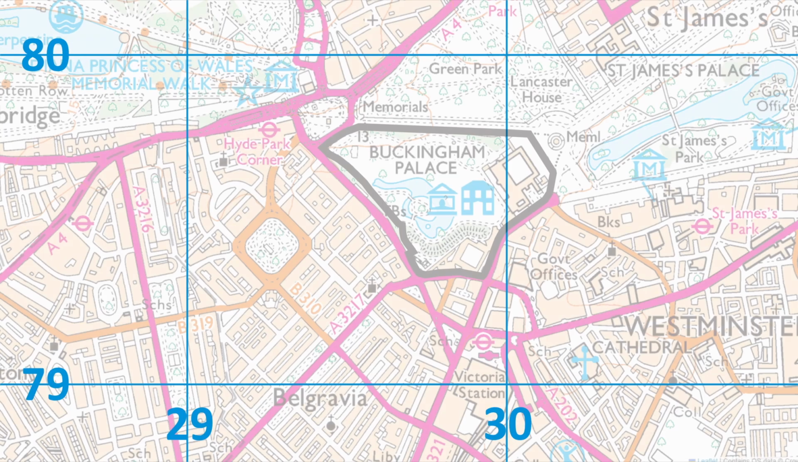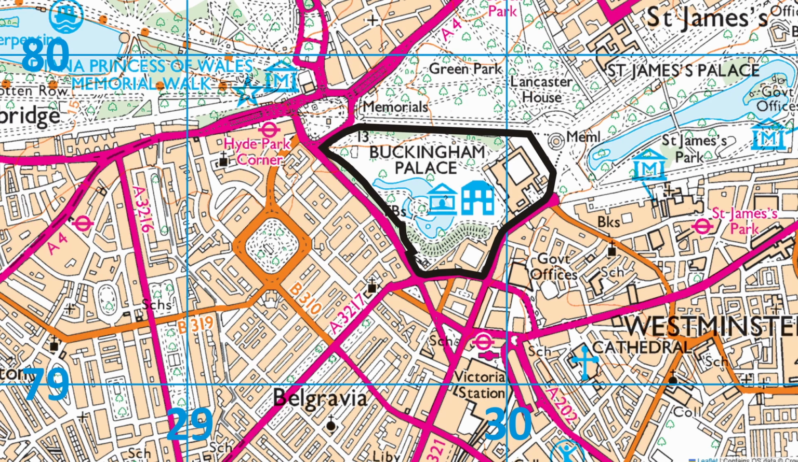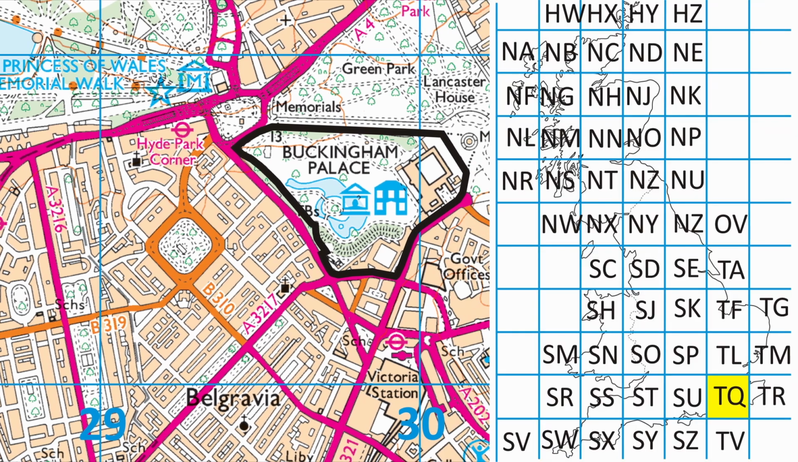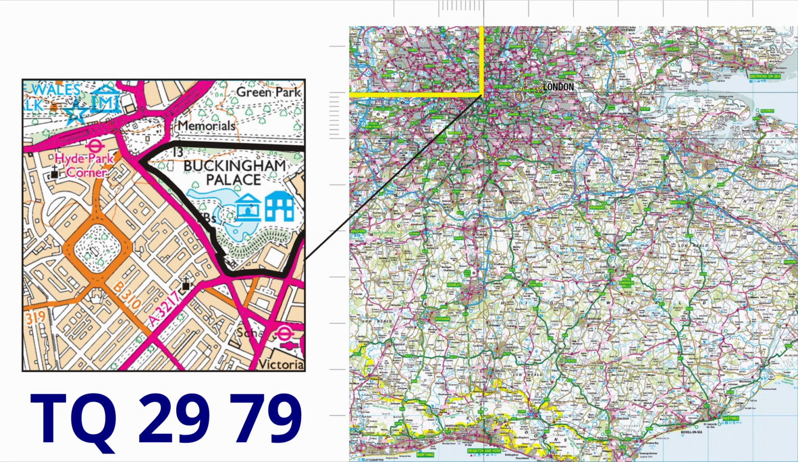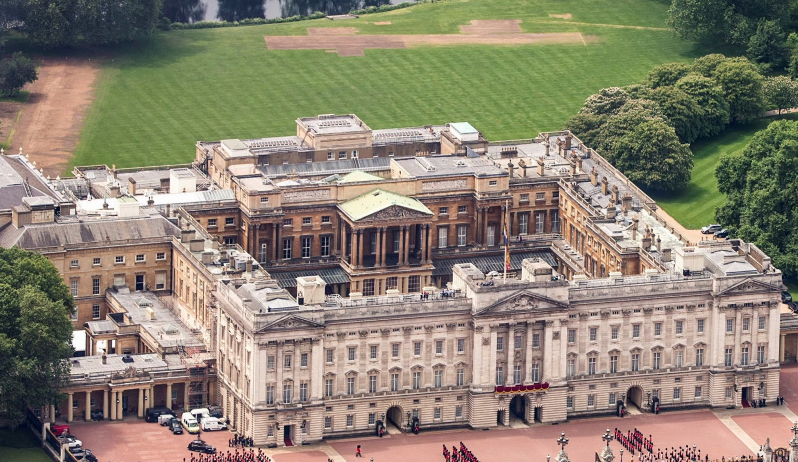As an example, Buckingham Palace is 29 kilometres from the westerly edge and 79 kilometres from the bottom of the TQ 100 kilometre square. So it's in the 1 kilometre grid square TQ 2979. This is known as a 4-figure grid reference. For something like Buckingham Palace, saying it's somewhere within a 1 kilometre square will be close enough because, if you're in that area, you will be able to see Buckingham Palace.